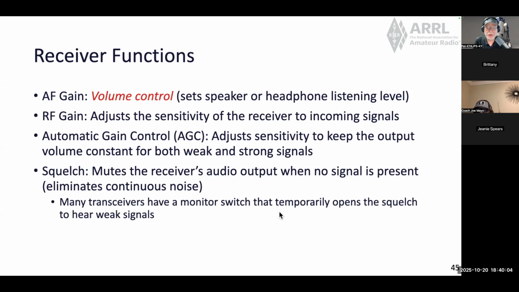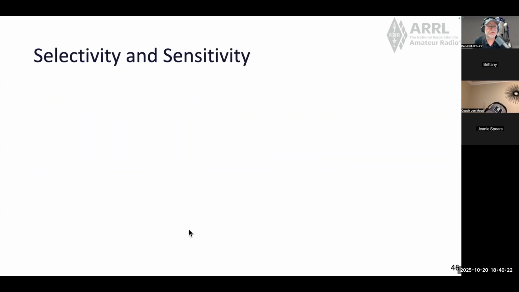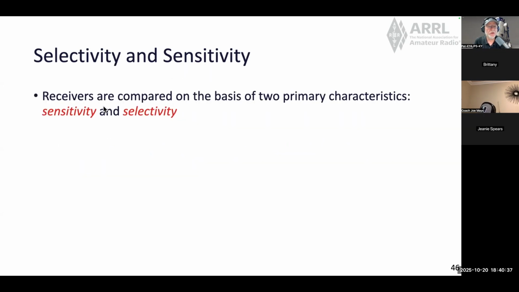Many transceivers have a monitor switch that temporarily opens the squelch to hear weak signals. So I think, I'm not sure on this one, but I think I have a button on here that I can press on my little HT, and it will open up the squelch so I can hear a weak station off in the distance. Now, there's two terms that you'll see. One is selectivity, and think of that as being selective, and the other one is sensitivity, being sensitive. Receivers are compared on the basis of two primary characteristics: how sensitive they are and how selective they are, or selectivity.